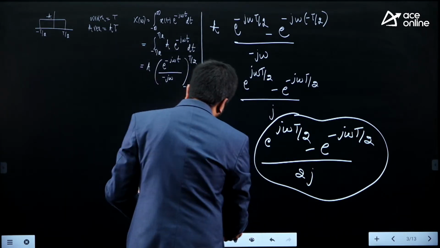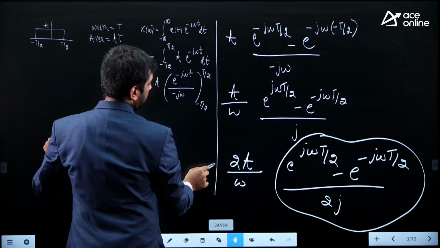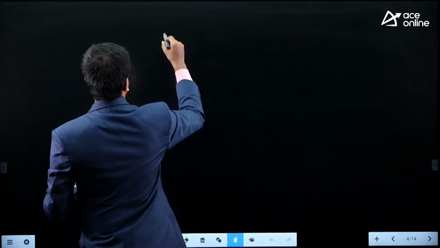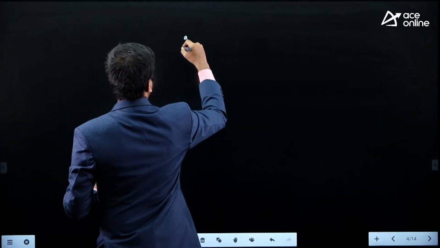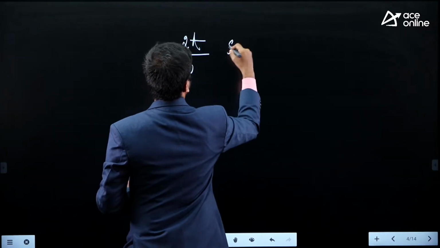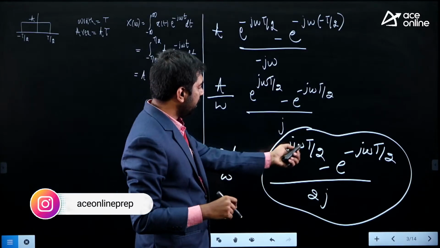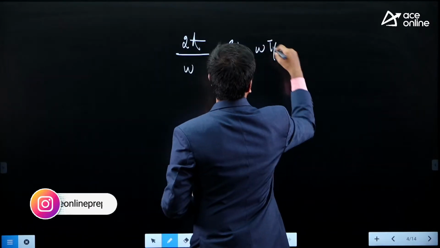So let's write that. How much is this? This is sine theta. So let me write it on the next page. So now what I have is 2a by omega into sine theta. What is in the place of theta? Omega into t by 2.